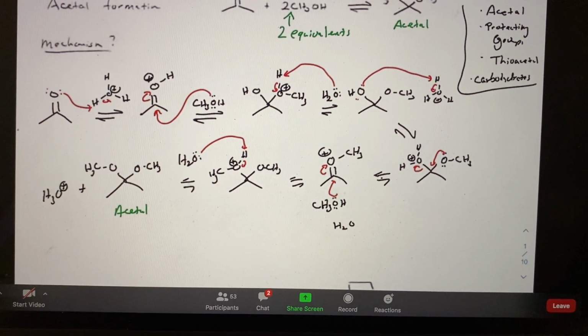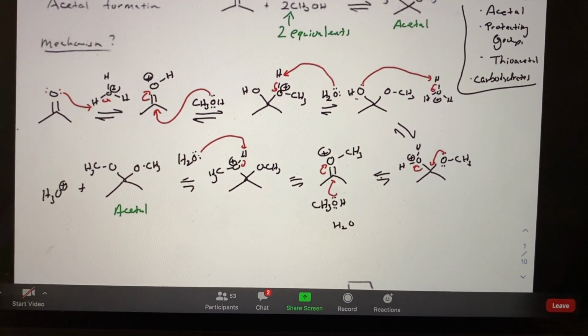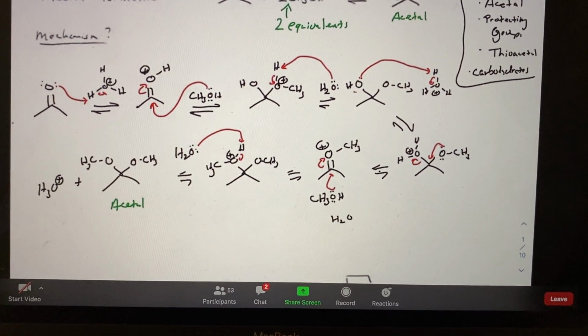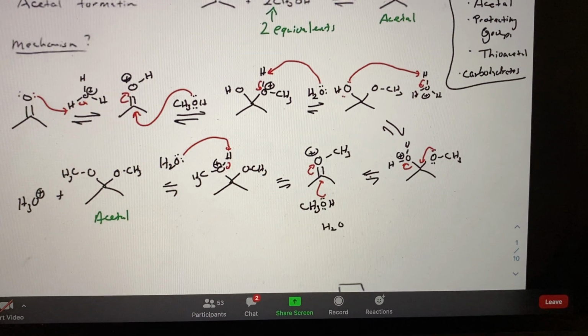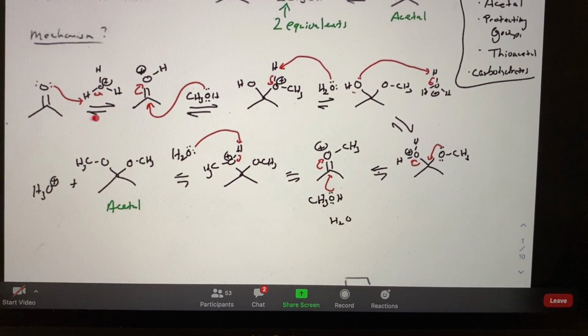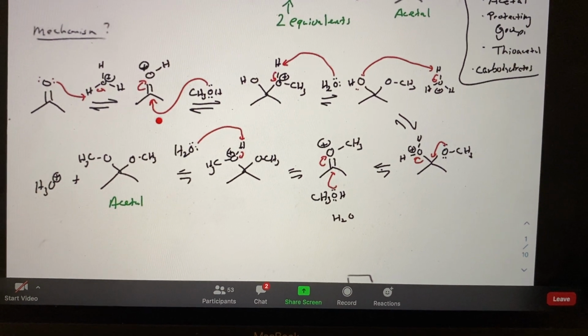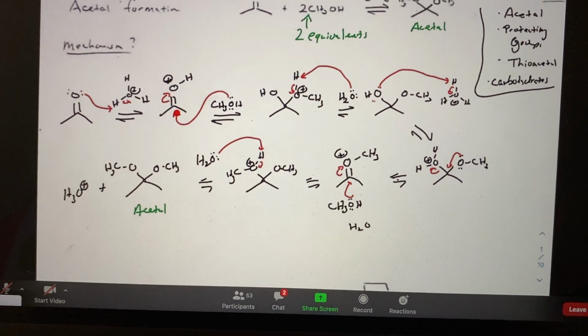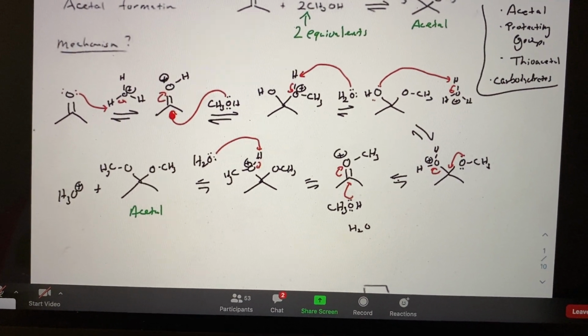So this looks like a relatively lengthy mechanism, and indeed it is. However, this is key to a variety of reactions that we'll see. And if you look at the different components, then hopefully it makes sense. We have a carbonyl group in the presence of acid, so we're going to protonate the carbonyl group, making it much more electrophilic. Our weak nucleophile methanol attacks. And then we have a series of proton transfers.